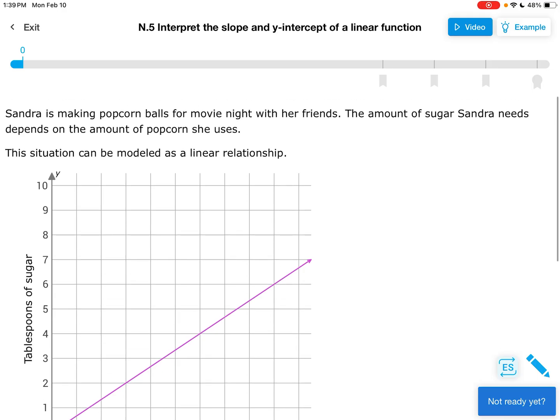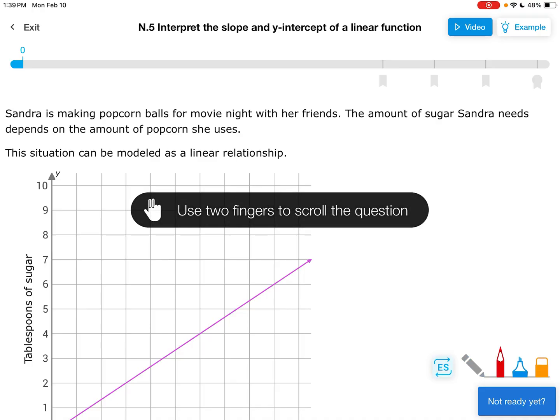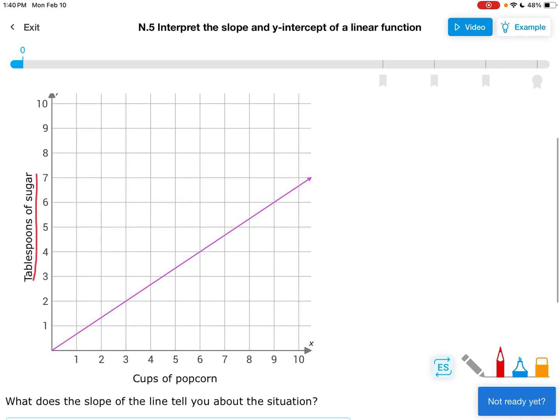So first, reading the problem to make sure we know the context. Sandra is making popcorn balls for movie night with her friends. The amount of sugar Sandra needs depends on the amount of popcorn she uses. So the sugar is the dependent variable. That's why it's on the y-axis. That's the output. So however much sugar she needs depends on the amount of popcorn. So our input is popcorn, and it looks like cups of popcorn. Okay, so we have how much popcorn for sugar.